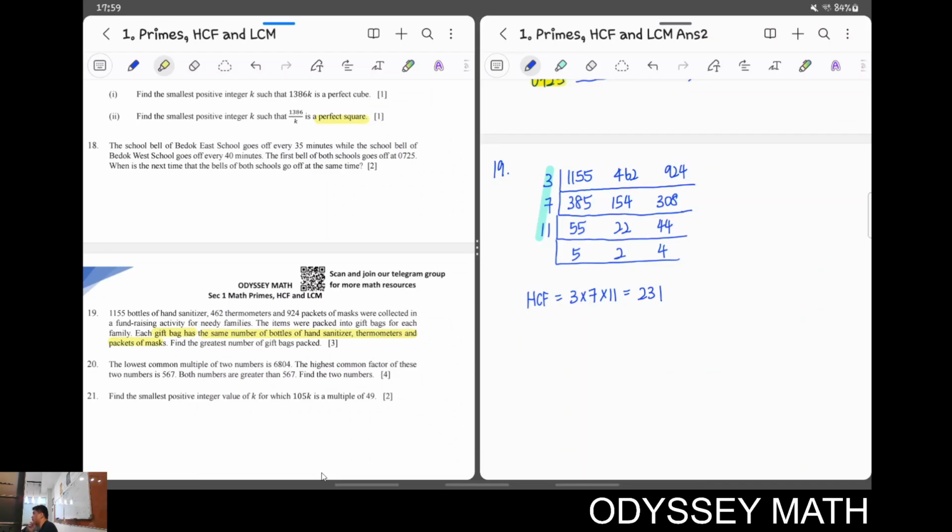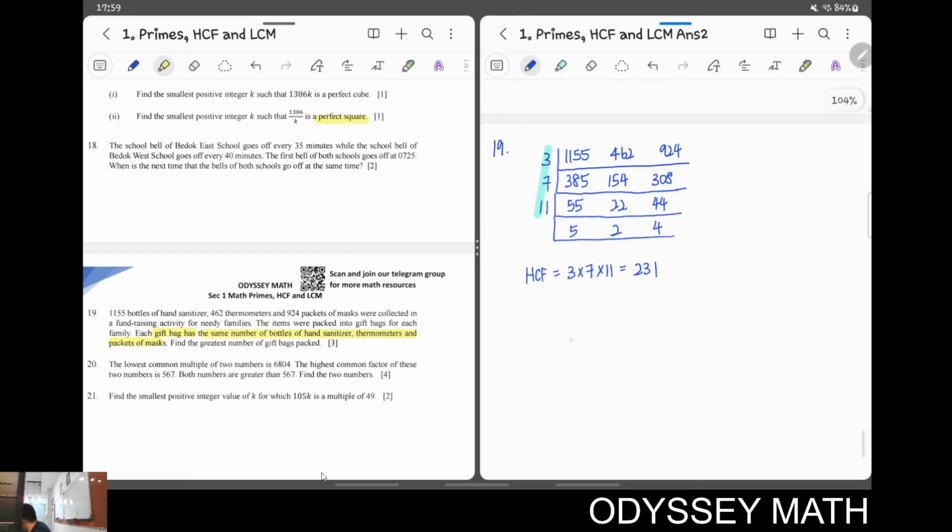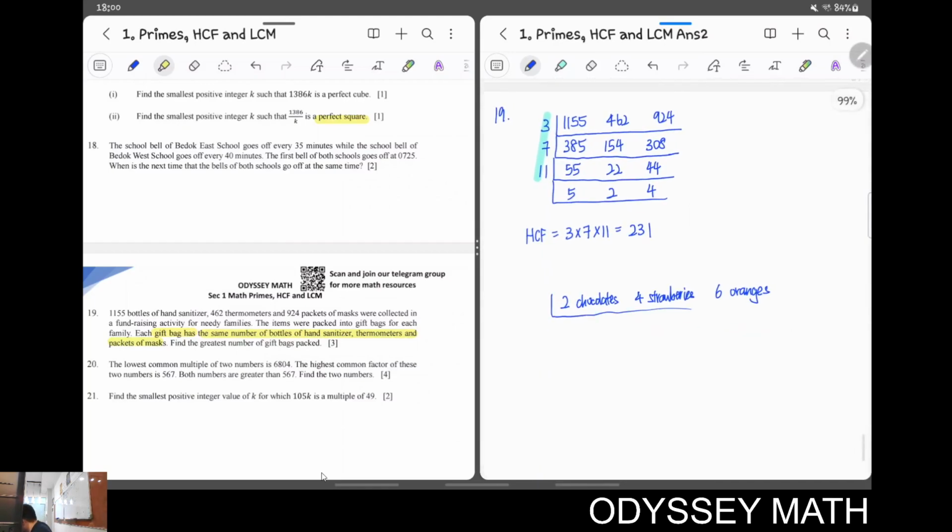So maybe I try to illustrate to you using a simple example. So for example, right, you have 2 chocolates, 4 strawberries, and 6 oranges. I want you to find the greatest number of gift packs packed. Okay, it's the same context. How would you do it? You know, and of course, one more thing is that each gift bag, right, must have the same number of chocolate, strawberry, and oranges. So if you think about it, right, we do the HCF.